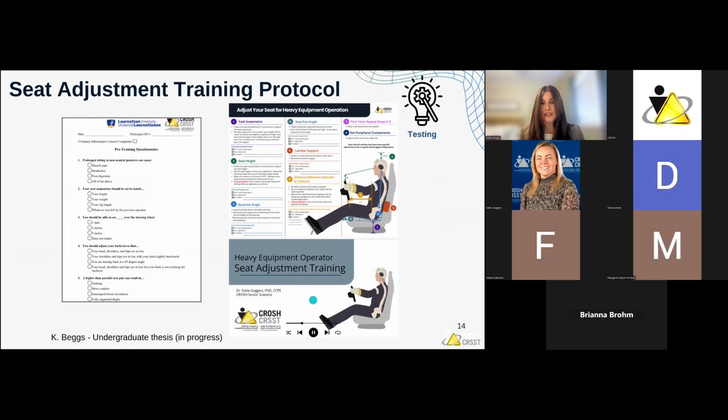Now the training part. Before the training actually happened, we had participants complete a pre-training questionnaire that assessed knowledge, behaviors, and self-efficacy. And then they were handed a brochure, so this one right here. They also watched a seat adjustment training video, which matches the brochure and explains it. I just want to highlight that steps 1 to 3 here, you might not be able to see, but step 1 is seat suspension, step 2 is seat height, and step 3 is backrest angle. These are very significant factors for the seat adjustment.